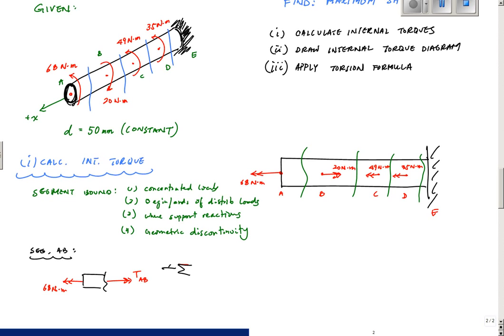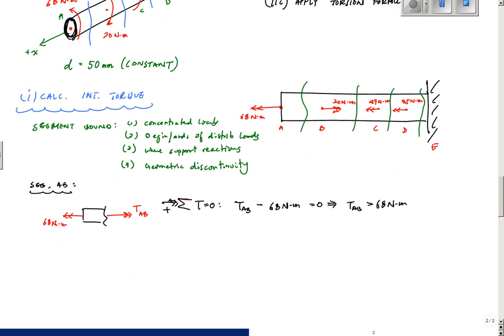The torques, let's say any torque double arrow going to the right is considered positive. Summing torques equal to 0, I would have TAB minus 68 Newton meters equals 0, and that tells me that TAB, the internal torque of AB, is 68 Newton meters. Good, right? Then I look at segment BC.